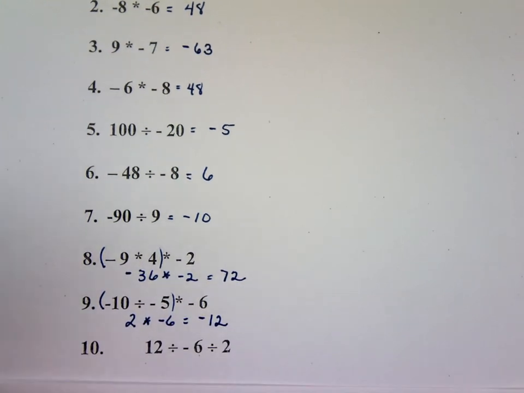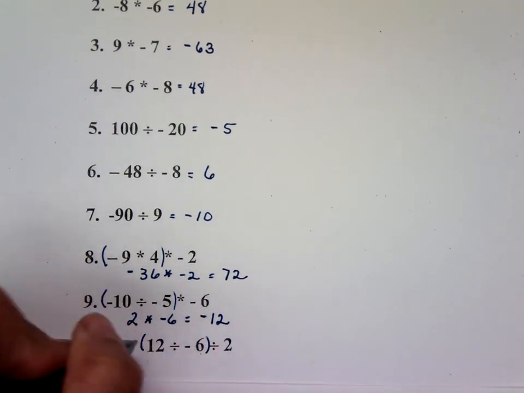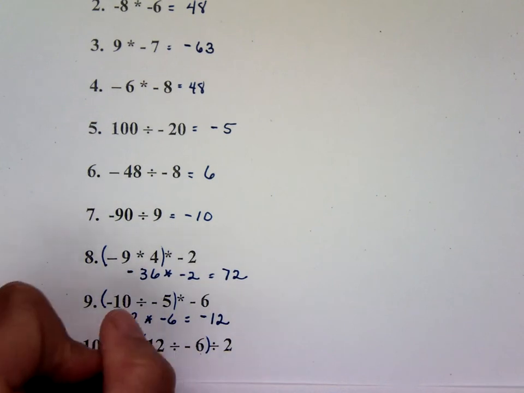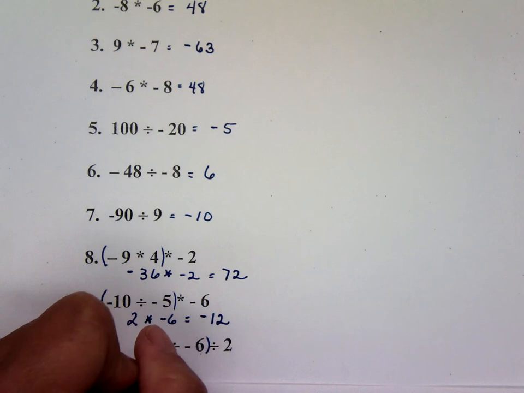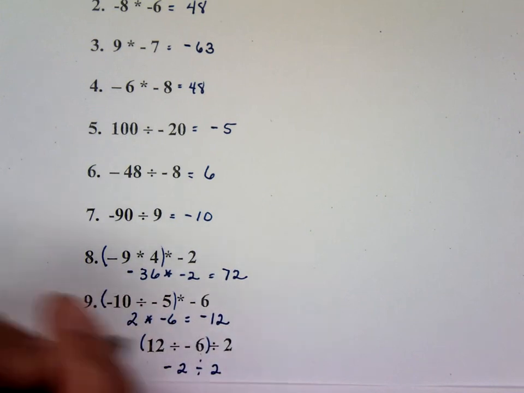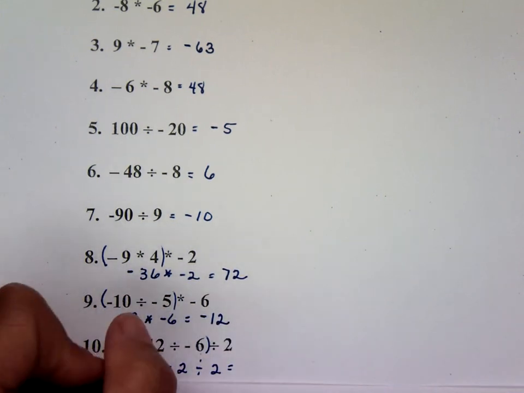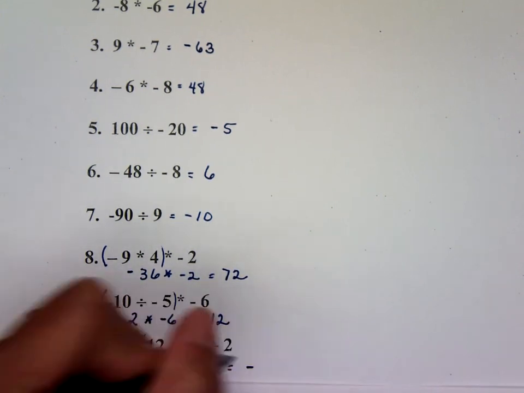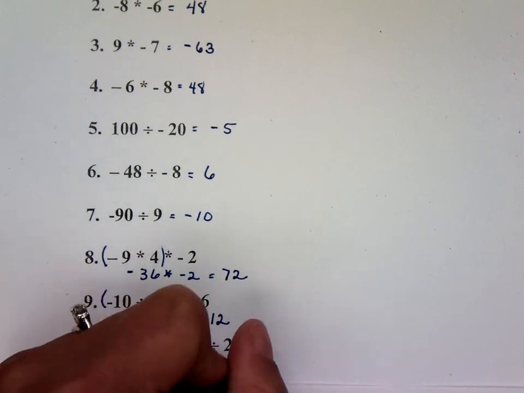Number 10, make your parentheses. Ask yourself, do you win or lose? 12 divided by negative 6, you lose because it's a positive and a negative, so make it negative. And 12 divided by 6 is 2. And put divided by 2. Ask yourself, do you win or lose? You lose because you have a negative and a positive, so put that negative. And 2 divided by 2 is 1.